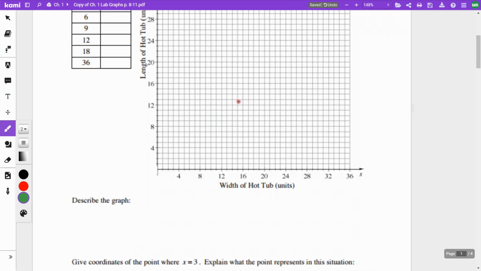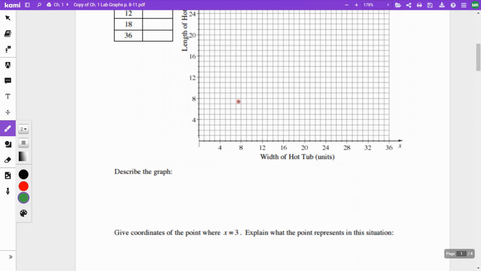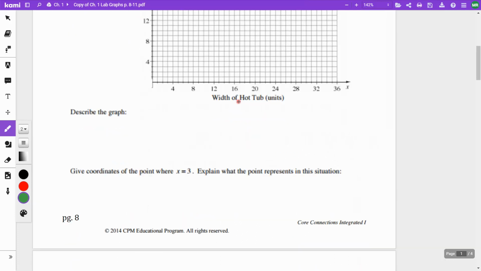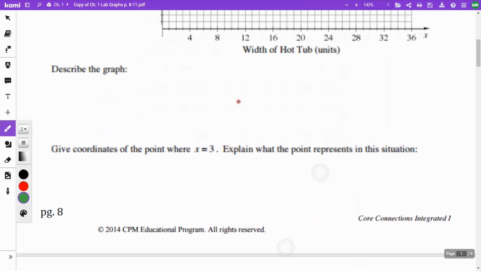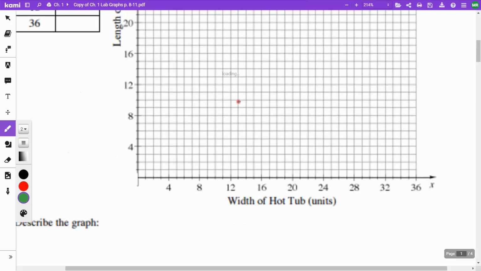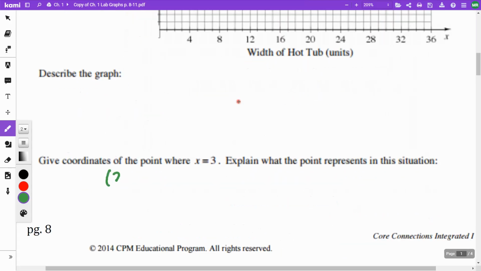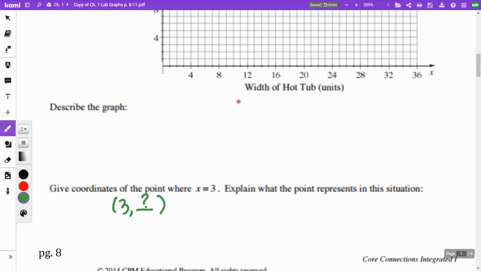After you plot that, you're going to describe the graph, describe the shape of it, and anything you notice. Then you're going to give the coordinates of the point where X equals 3. So if you were to go to 3 on your graph and you were going to go up until you hit the graph, where is that going to be? Basically, they're asking us, this is going to be 3 comma what? That's what they're asking us. And then they want you to explain what that represents in terms of the situation.